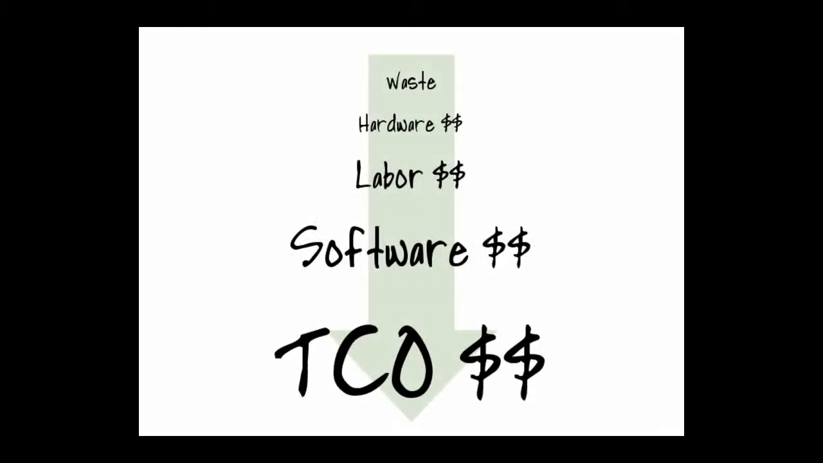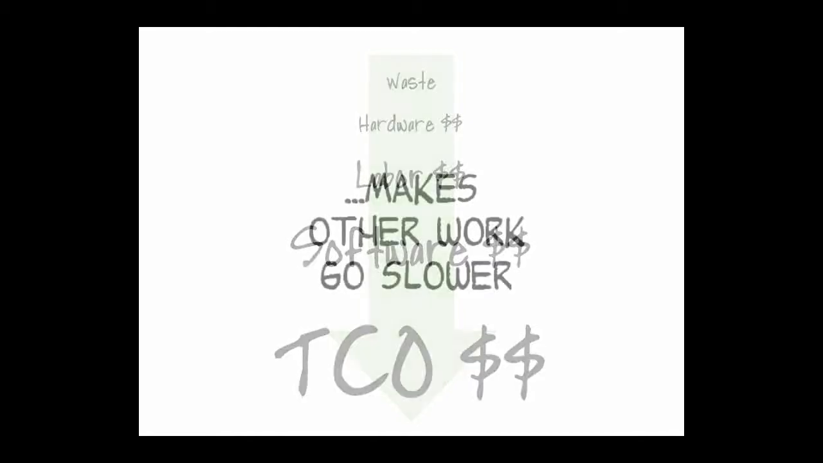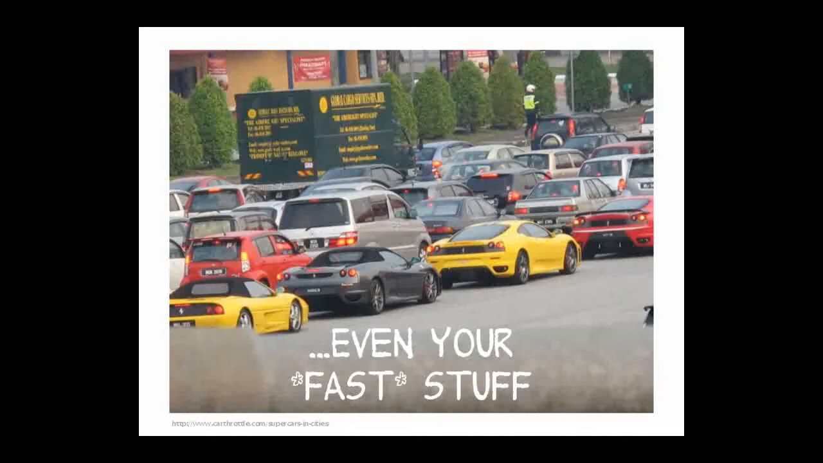So the way that works out is that waste causes this extra hardware that you have to buy, and the extra hardware you have to buy means you have to buy extra labor to run it, and the extra labor and all that means you have to have bigger software licenses, and that all adds up to a higher total cost of ownership. And yeah, this one's got the better color on it, so you can see the arrow going down. And waste makes other work go slower, and this picture cracks me up, even your fast stuff. Now, I'm sure these 4 guys were thrilled to find that there was a Ferrari-only lane on this highway, but still, they're stuck behind each other.